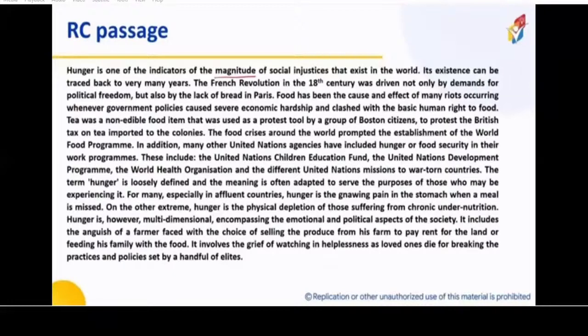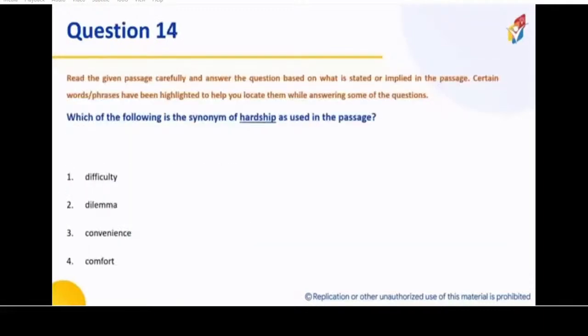You might have heard the word riot before, where you have uncontrollable violence. People tend to fight with each other or against the government, occurring whenever government policies cause severe economic hardship. So whenever the government caused hardship, the word that we were looking for, economic hardship, economic meaning related to money, and clashed with the basic human right to food. Let's see what word can best replace hardship here.